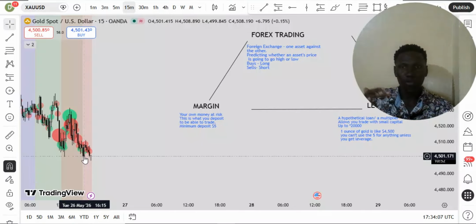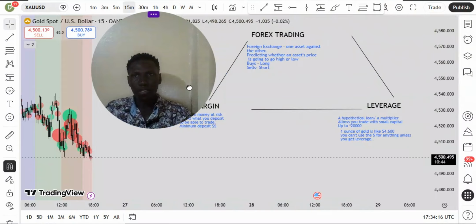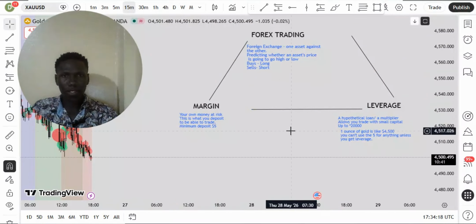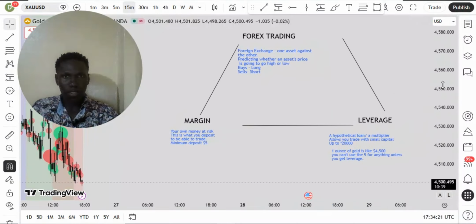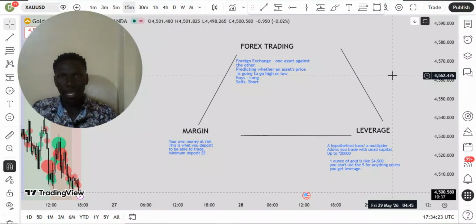So you simply make money by predicting whether an asset price is going to go up or down. You understand? It's going to go up or down. So if you predict that it's going to go up and it goes up, you make money. If you predict that it's going to go lower and it goes low, you make money. That's how it works.